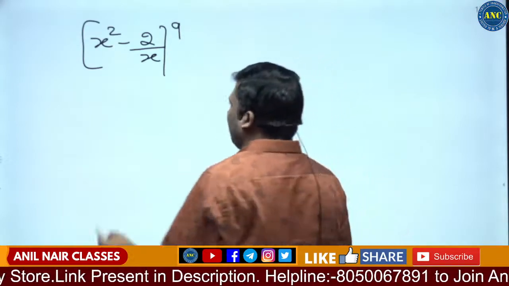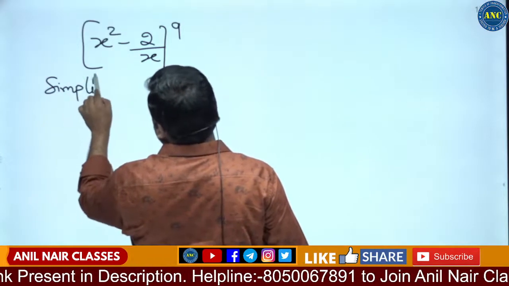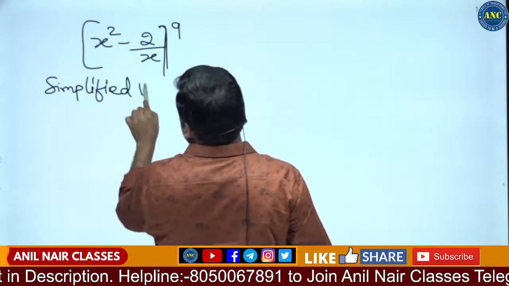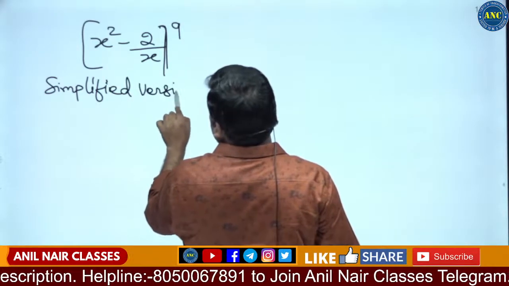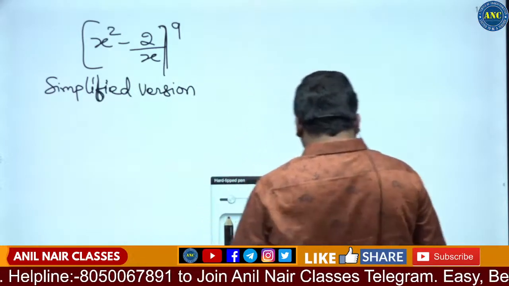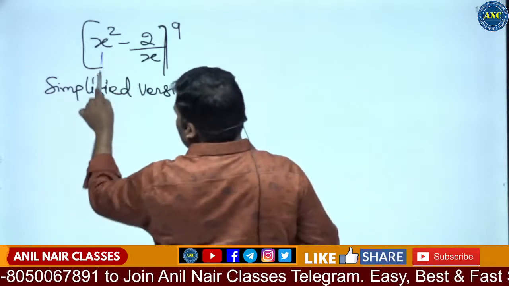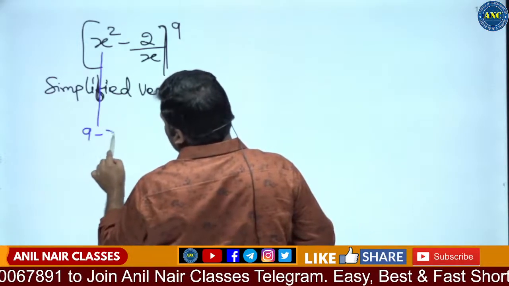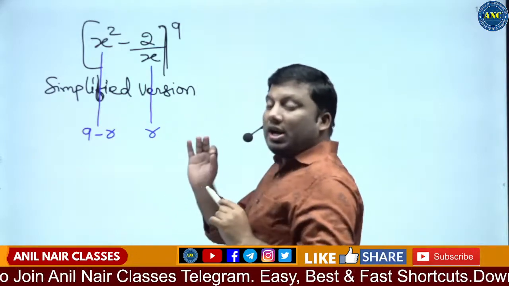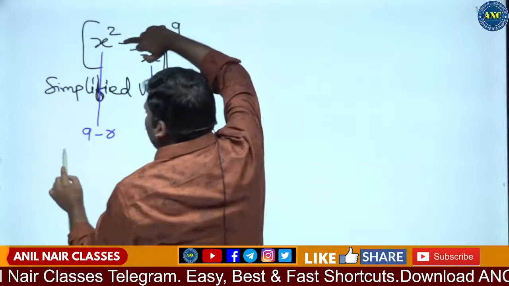Now, the simplified version. How to get the answer directly? Now see here. Whenever this kind of questions are there, this will take 9 minus r and this will take r. Only work with the power of the variables. What is the power of the variable?